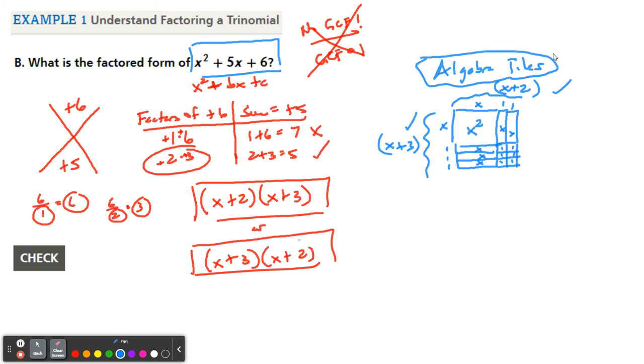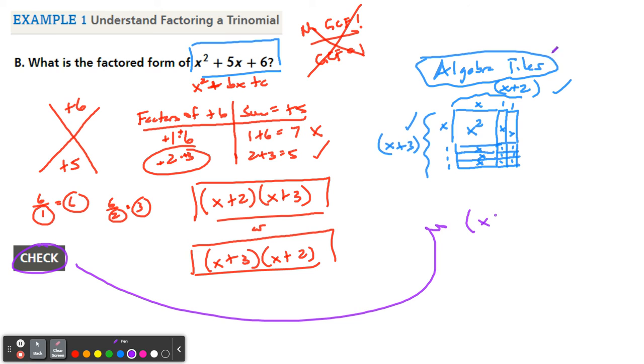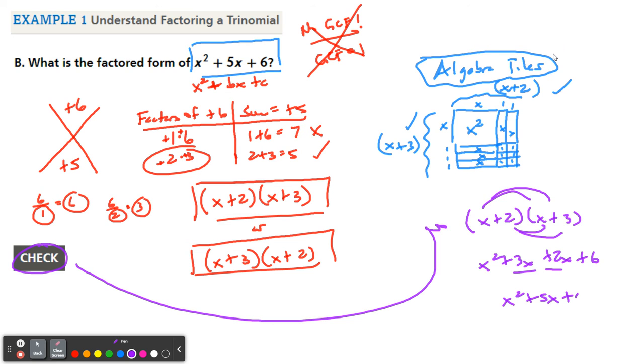Okay. Now, the last thing you do is you could check. And I'll do that in purple here. So see this check? I'm going to bring it over here. If you want to check, just simply take your 2 binomials and multiply them. x times x, x times 3. That's x squared plus 3x. 2 times x, 2 times 3. That's 2x, and 3 times 2 is 6. Combine your middle terms. That's x squared plus 5x plus 6. And you know you're right. You know this is your answer because you got the trinomial back out. The trinomial is not your answer, right? The answer are the 2 binomials.